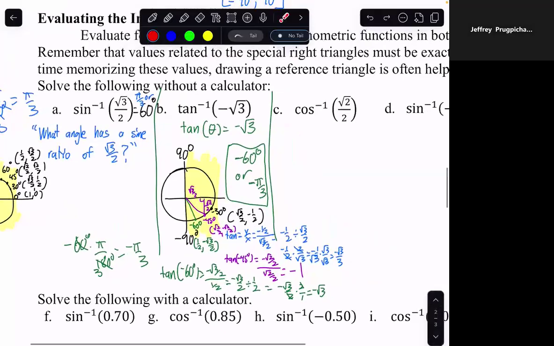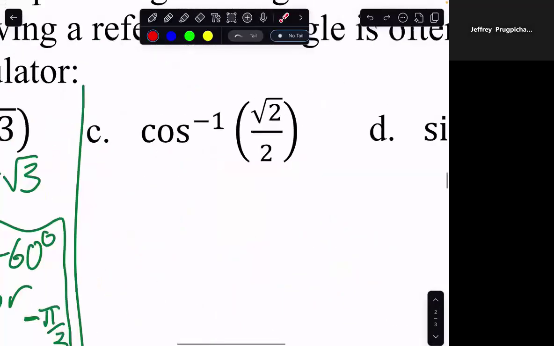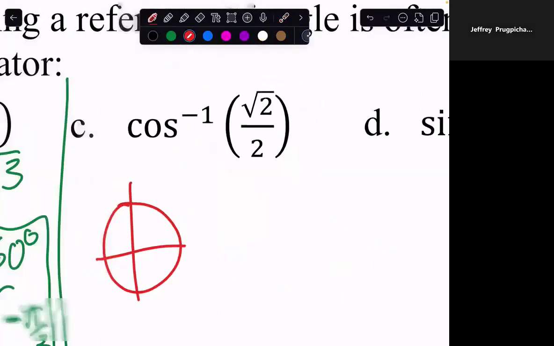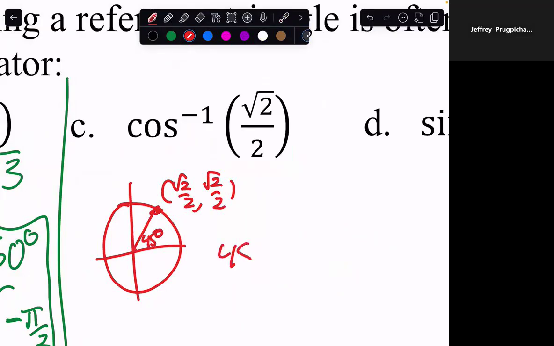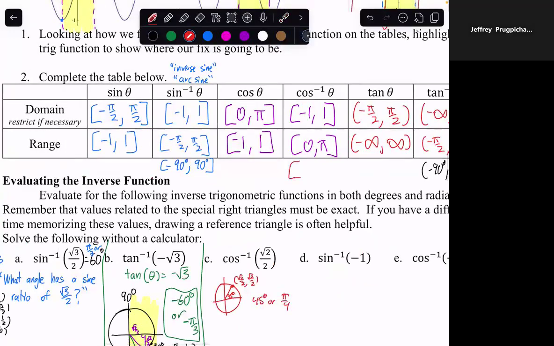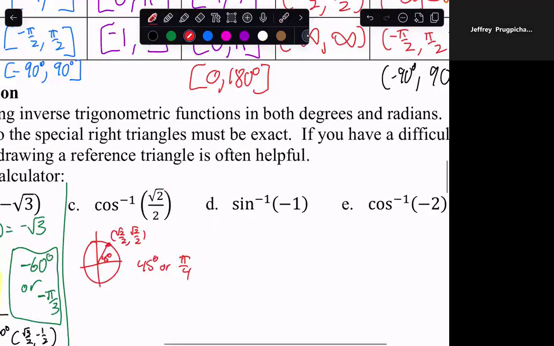Okay, so here I'm asking what angle has a cosine ratio of radical 2 over 2. Cosine is the x-coordinate. So you may recall that radical 2 over 2, radical 2 over 2 is from a 45-degree angle. And you always want to make sure, is my answer within the allowable range? So for cosine, it's not negative 90 to positive 90, it's 0 to 180. So 45 degrees is fine.